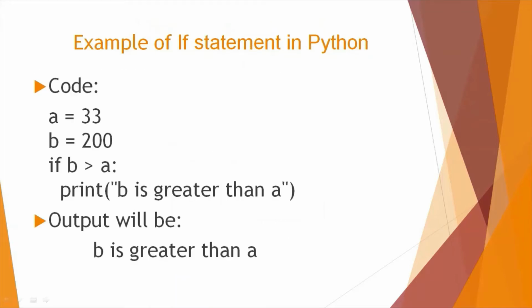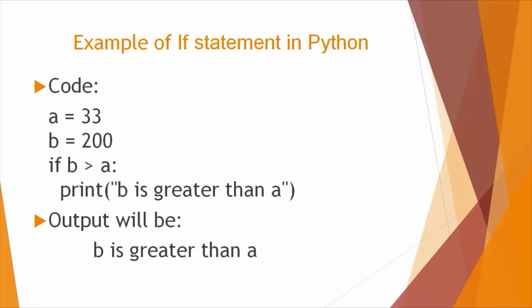Here we have an example of if statement in Python. Here we have a code in which a is equals to 33, b is equals to 200. We will check if b is greater than a, only if this condition is true, then this print block will run. So if b is greater than a, and here in this condition it is true that b, which is equals to 200, is greater than this a, which is equals to 33. So b is greater than 33. So if only this condition is true, then this block will run. So as this condition is true here, this will run, and the output will be b is greater than a.